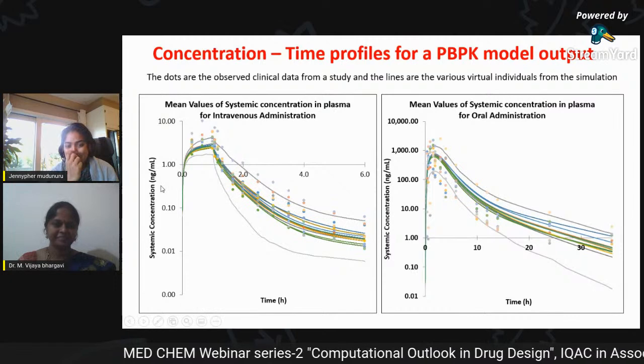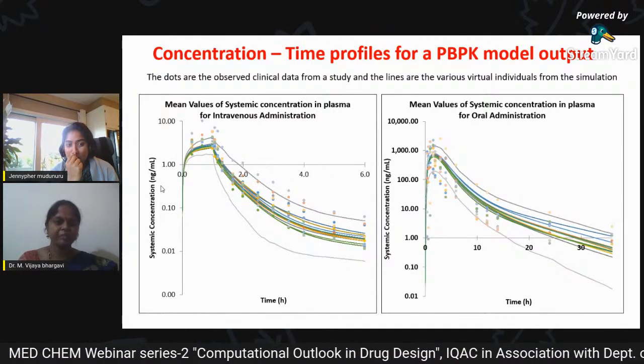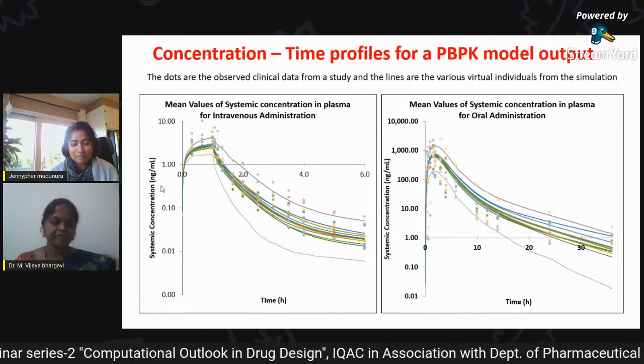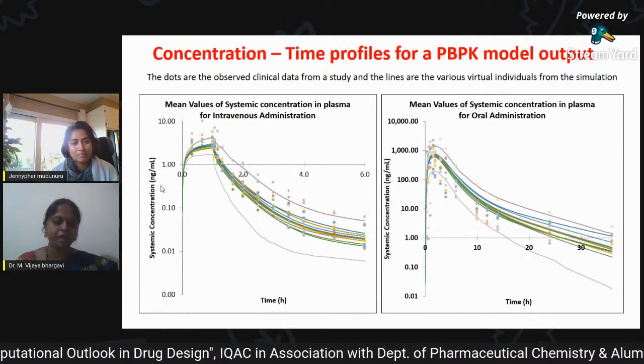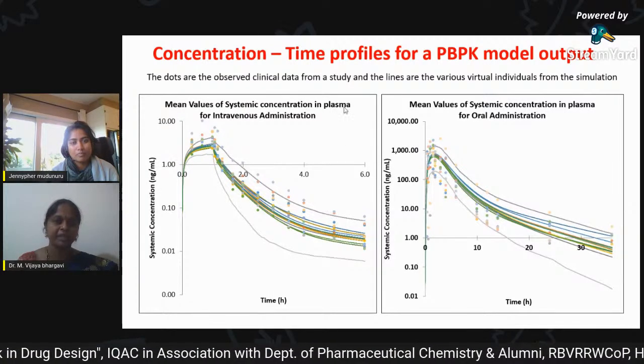Okay. One more question from Padmaja Madam. Can we build PBPK models for biologics used in cancer treatment?